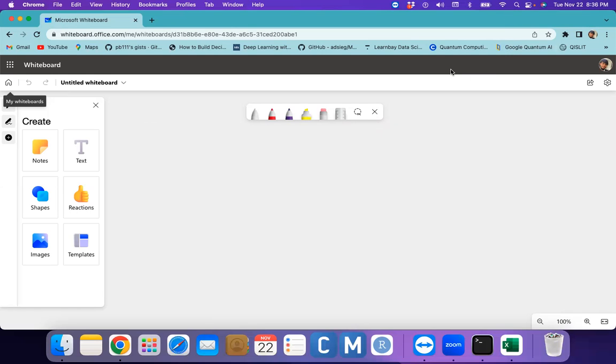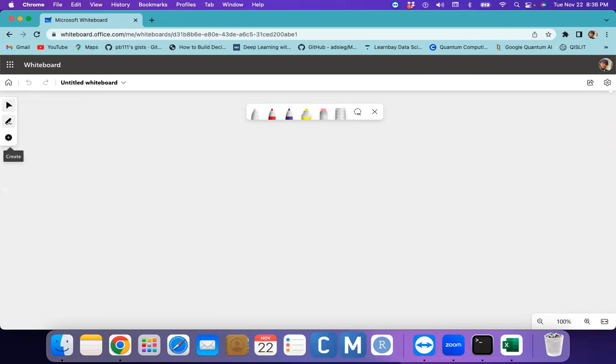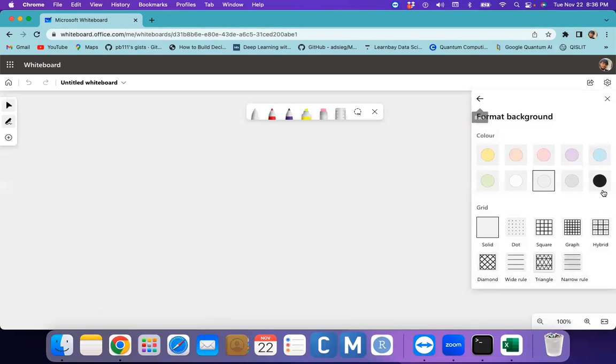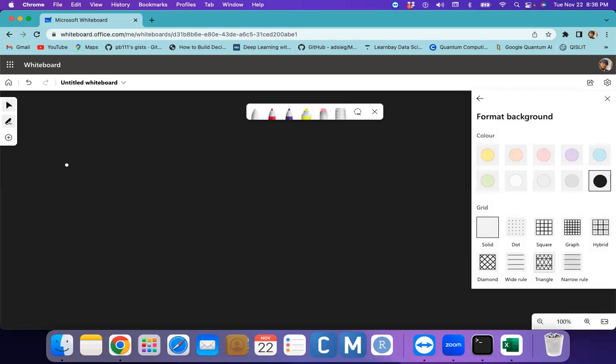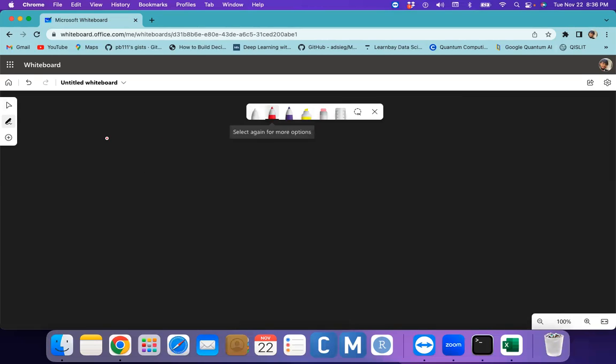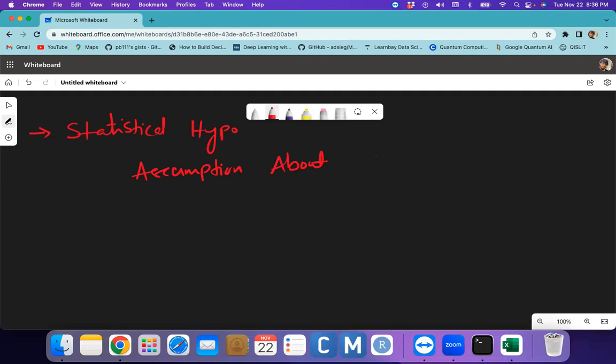So if you did not follow yesterday's class, at least you can try to understand this particular session. See, yesterday we started hypothesis testing, right? Basically, this is a statistical hypothesis. It is one of the statistical hypotheses, an assumption about some reality. So a statistical hypothesis is an assumption about population parameters.